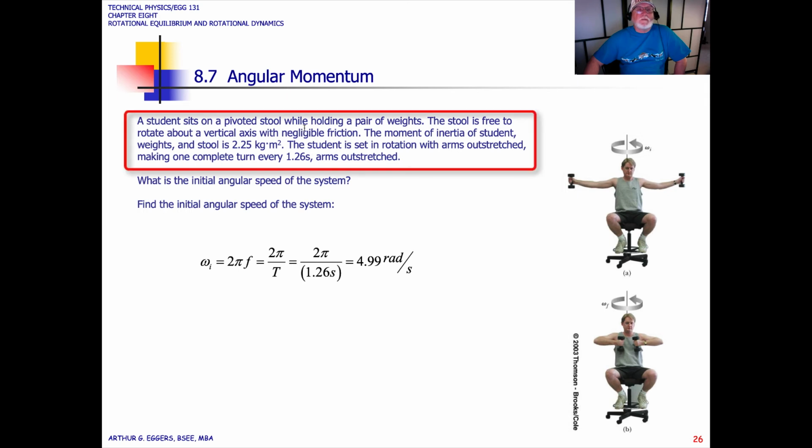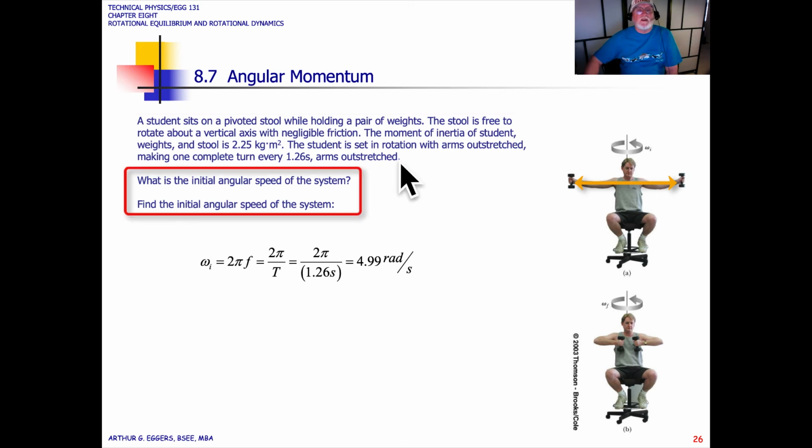A student sits on a pivotal stool while holding a pair of weights. The stool is free to rotate about a vertical axis with negligible friction. The moment of inertia of the student, weights, and stool is 2.25 kilogram meters squared. The student is set in rotation with arms outstretched, making one complete turn every 1.26 seconds. They want us to solve for the initial angular speed, omega, of the system. Find the initial angular speed.